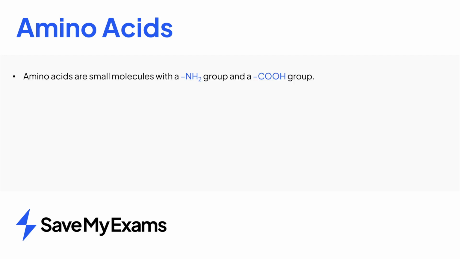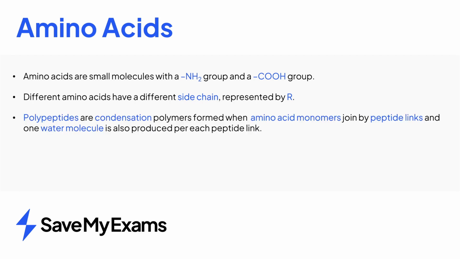In summary, amino acids are small molecules with an NH₂ group and a COOH group. There are 20 common amino acids, and each different amino acid has a different side chain, represented by R. Polypeptides are condensation polymers. They are formed when amino acid monomers join by peptide links. A water molecule is also produced for every 1 peptide link.